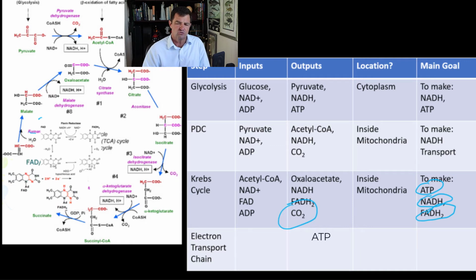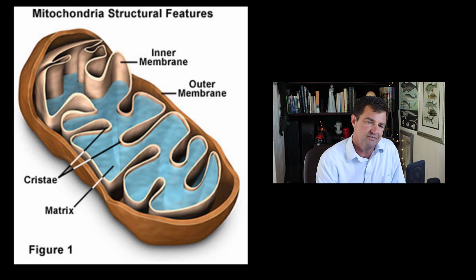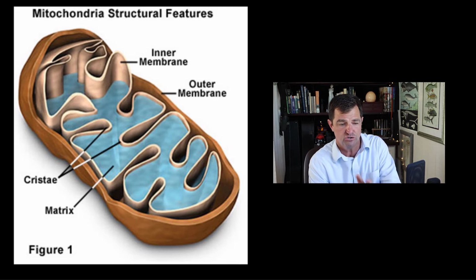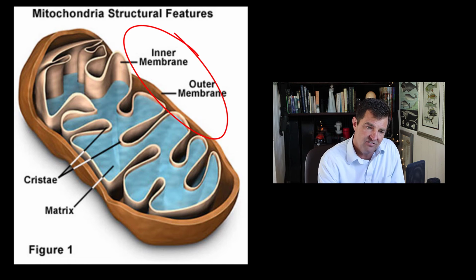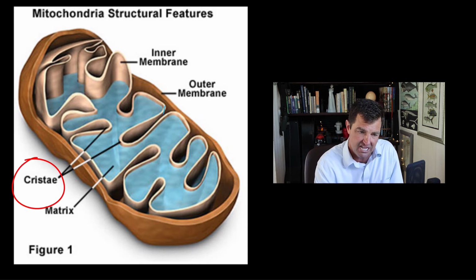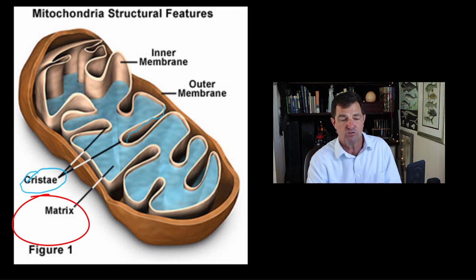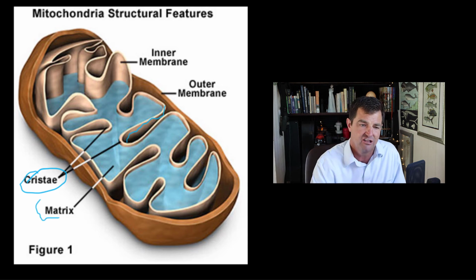Now, if we take a closer look at the mitochondria, we'll see that it's actually quite different in different parts of it. The mitochondria has 2 membrane layers. It has an outer membrane, and then an inner membrane that has all these folds, and the folds we call cristae. And in the very center, inside both membranes, is the matrix. So when we talk about inside the mitochondria so far, we've been talking about things that are inside that matrix.